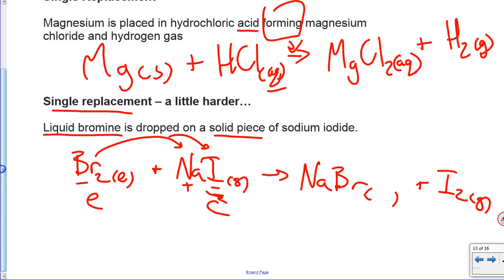How did you know that was a solid, Mr. Rainier? Did you memorize that? Yes. The other clue would be, guys, if you don't know, you should know it's I2, but if you don't know the state, check the table.